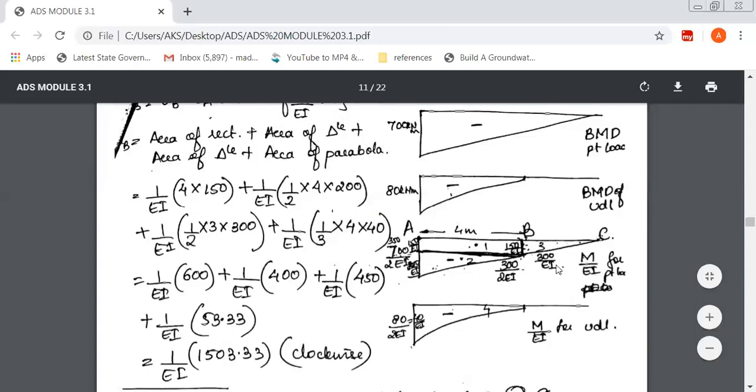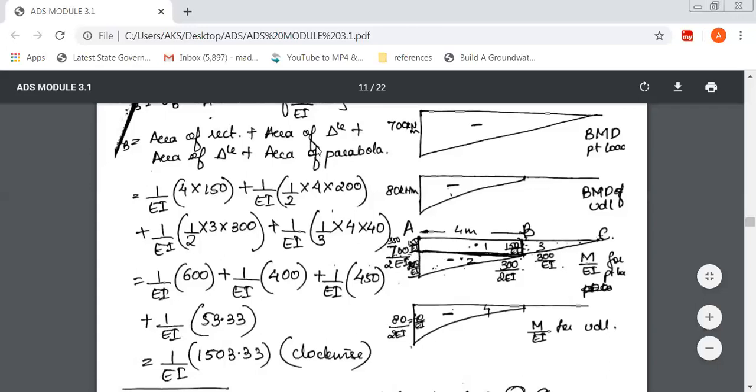You can see here M over EI: this 300 over EI, 150 over EI, here also 150 over EI, and this is 200 over EI. So what we're going to do here is take this EI common. So 1 over EI is common. Next, first the area of a rectangle. Take this rectangle. The area of a rectangle is length into breadth. That's how it is 4 into 150.